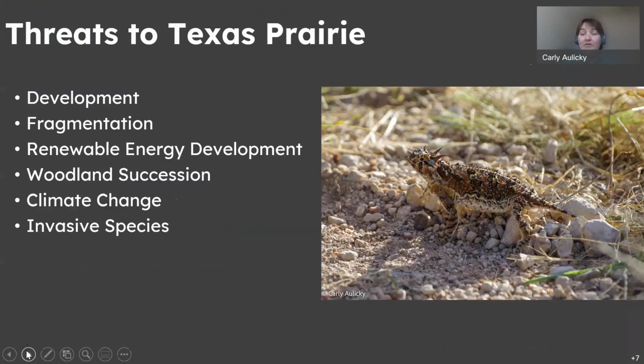And today, there are still several pressing threats to what is left of Texas prairie. The first three are by far the biggest threats right now, and that is continuing development. Whether we're talking about houses or strip malls or roadways or electric lines, development is going to add pressure to a lot of the systems, like tallgrass prairies, where there's already not a lot left.